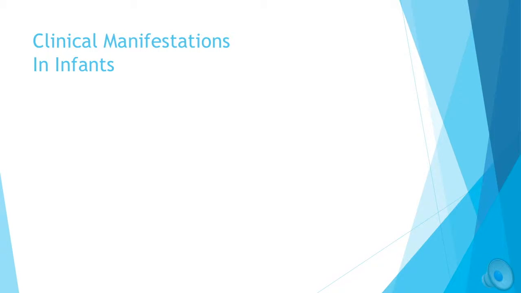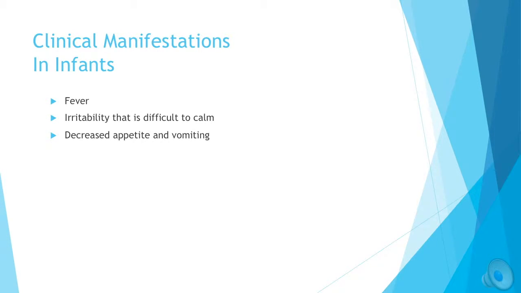Clinical manifestations in infants are fever, irritability that is difficult to calm, decreased appetite and vomiting, and arching back. In the late stages of viral meningitis, babies may have a stiff body and bulging fontanelle. This is more common in bacterial meningitis, but can be seen in the late stages of viral meningitis.